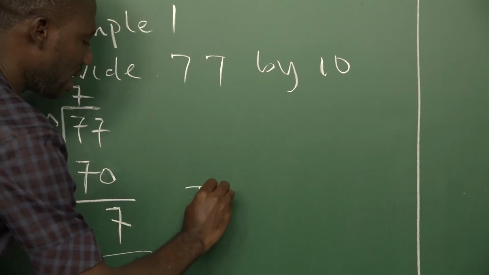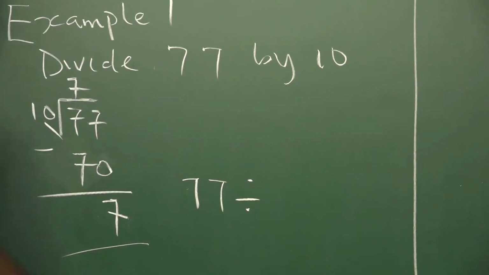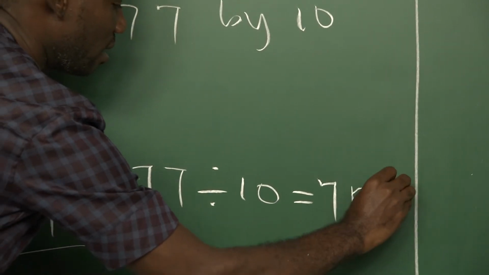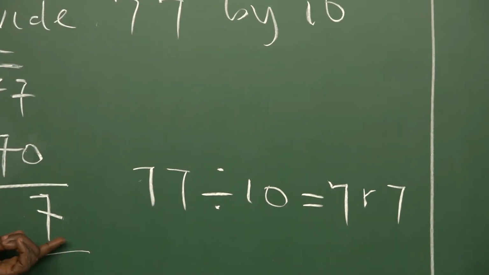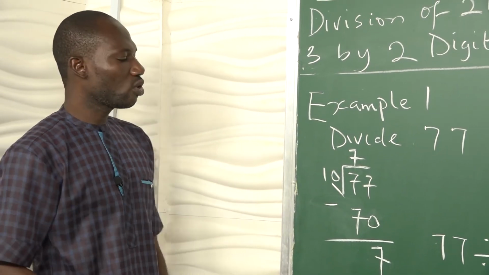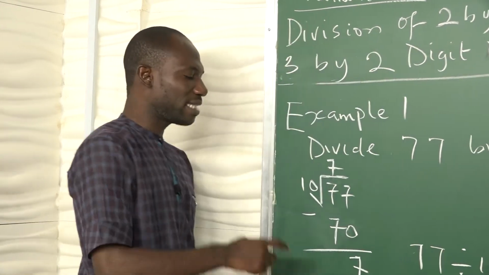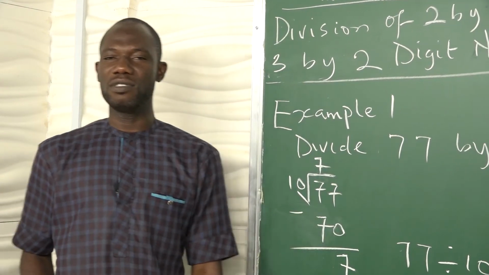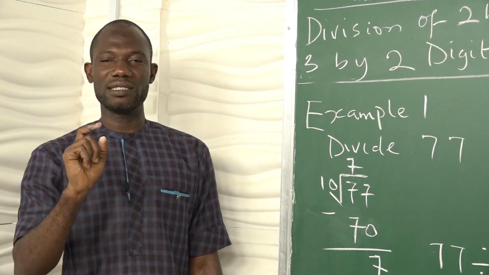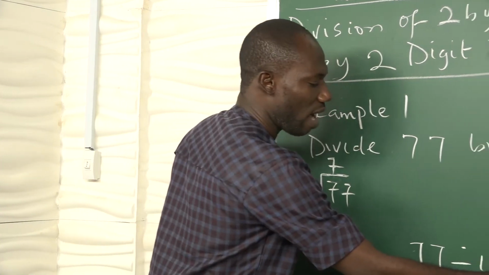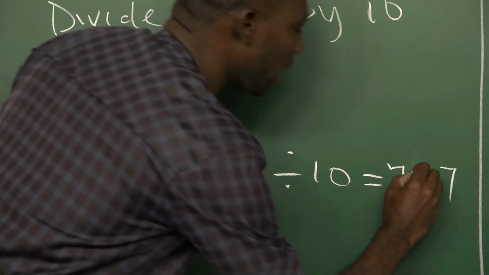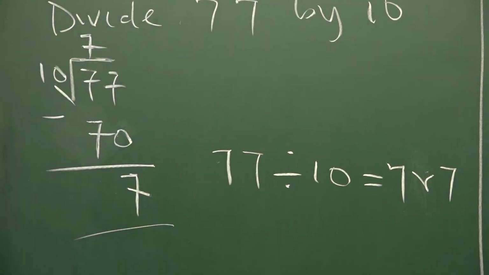We can now write our answer: 77 divided by 10 will give us 7 remainder 7. Why? Because this didn't end at 0. It didn't end at all. So there is a remainder. What this means is that 10 will go into 77 7 times, and then it will remain 7. So it's remainder 7. That is why we have this R7 there. Whatever remains, you write R, and then you have that number there.